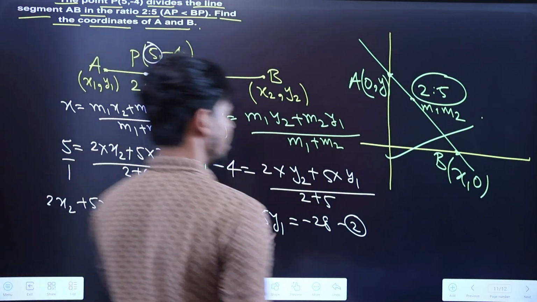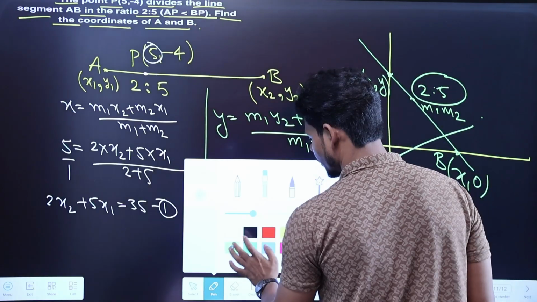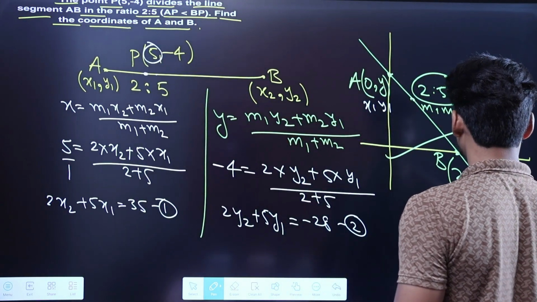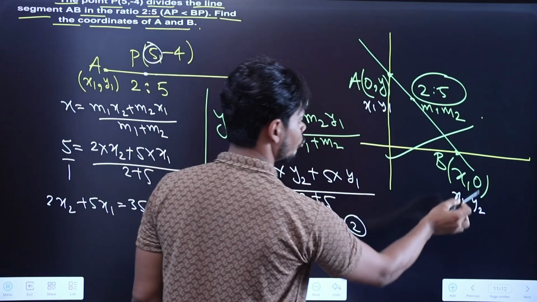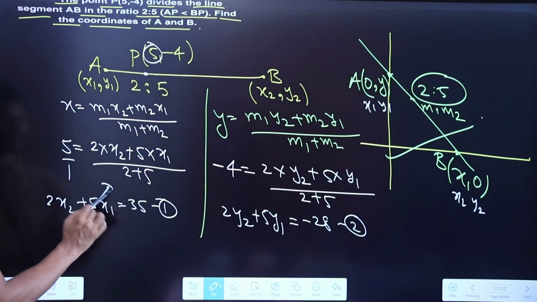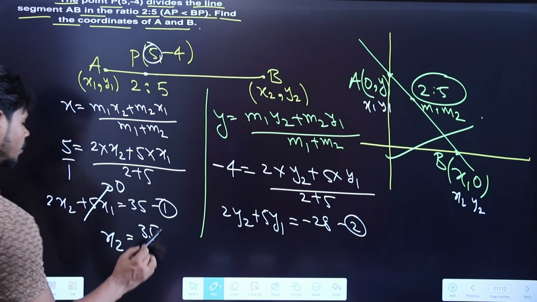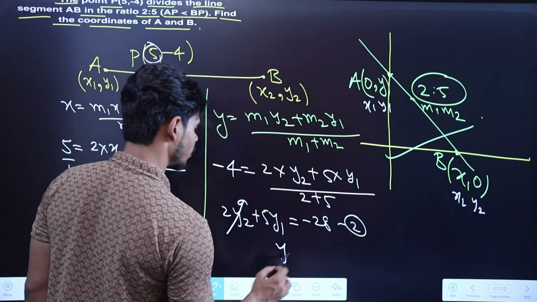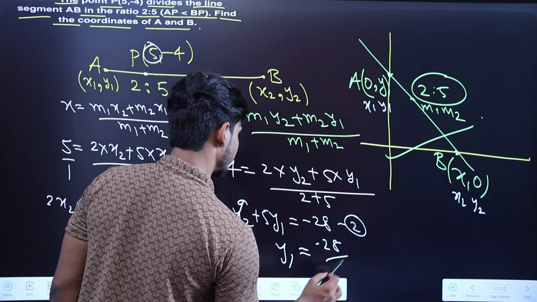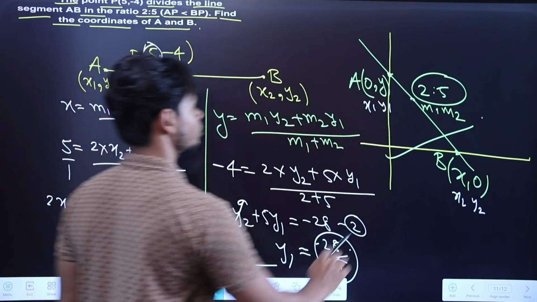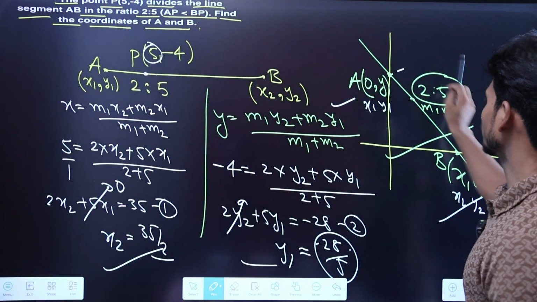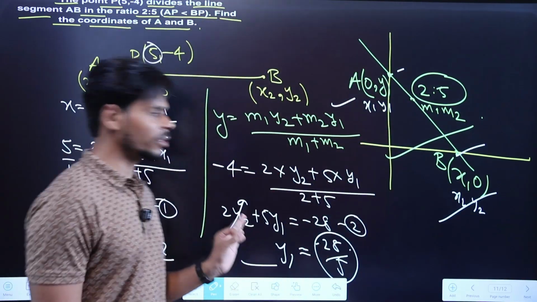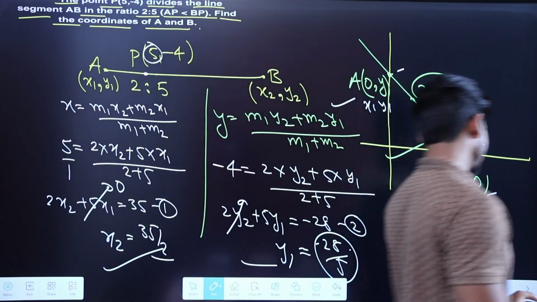Got it, guys? So if you see, this is x1, y1, and this is x2, y2. It means x1 and y2 are 0. x1 is 0, so x2 will be 35 by 2. Got it? Next, in this case y2 is 0, so from here y1 will be equal to minus 28 divided by 5. So you can substitute these points to get the coordinates of A and B. They will give you this kind of questions. Got it? 100%. Next question.